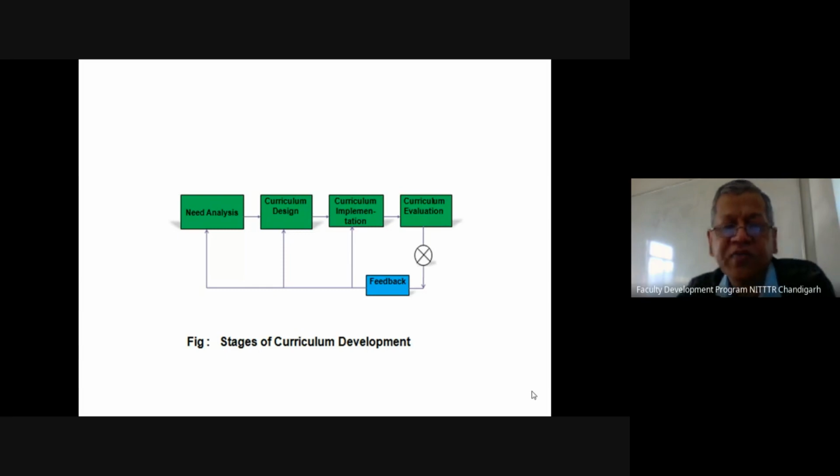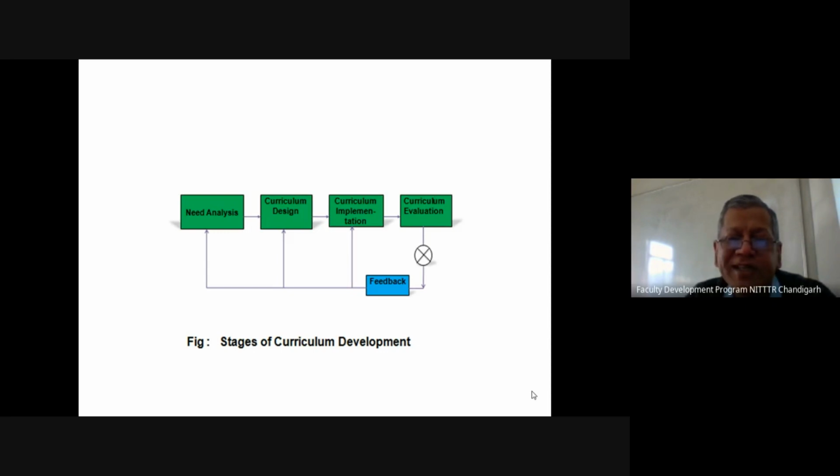So the first stage of curriculum development is need analysis. We analyze the needs, why we are developing this curriculum. I will tell you in detail what we do at every stage, but the first stage is need analysis.